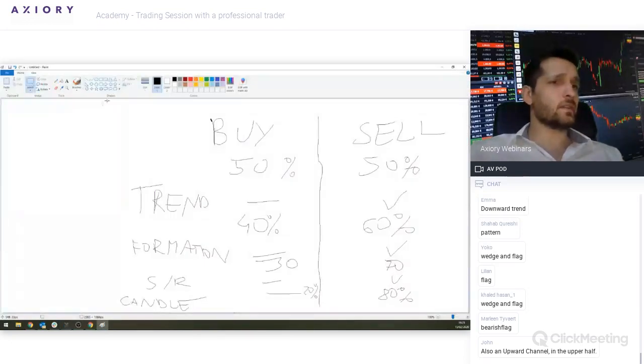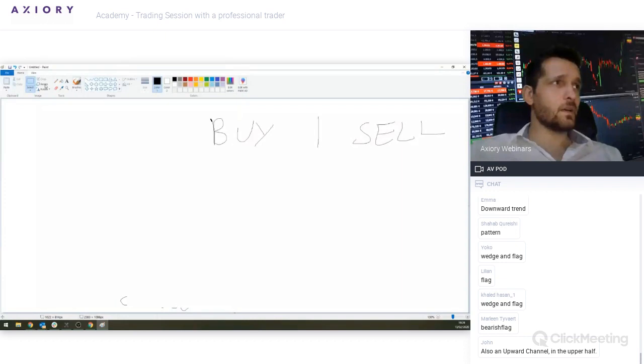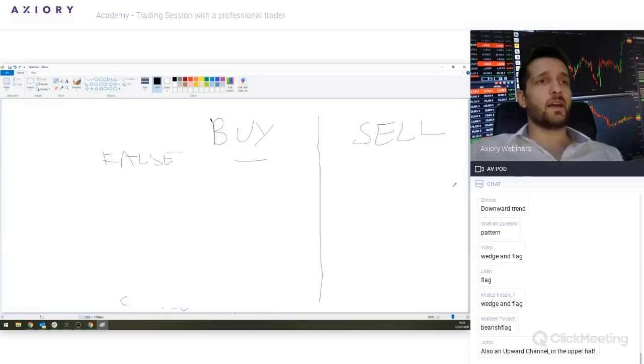So let me, 80 to 20. Okay, not like this, but like this. Here. Here. False breakout. There was a false bullish breakout, which is minus for buyers, which is plus for sellers. Now 90% to 10.